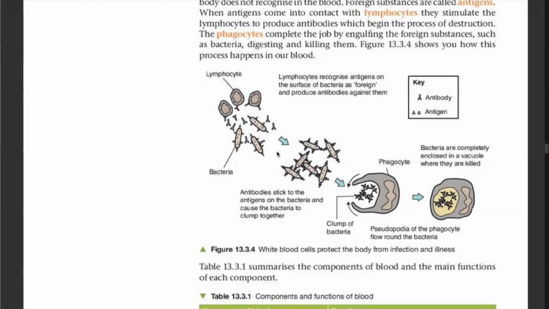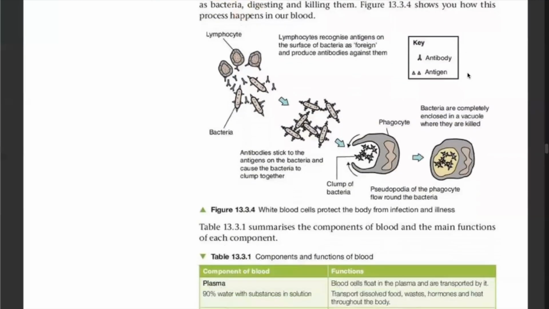You see that? So on top of the triangles, you have the Y-shaped antibodies now sticking onto the antigens of your bacteria. And they cause the bacteria to clump up together. You see, they cause them to stick together. That's interesting, right? Then the phagocyte comes and eats them. This is the pseudopodia, the extension of its cytoplasm, where it just engulfs them like a Pac-Man and just eats them. The bacteria are completely enclosed in a vacuole where they are killed by the phagocyte. Right. You see that? That's so interesting, eh? Our body is so amazing. So you can pause this and look at the diagram again to see how white blood cells get rid of pathogens, of infections. All right.